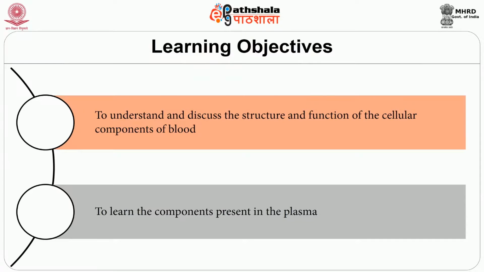This proportion is less in women, while it is greater in children, and it gradually decreases until the adult level is reached. The objectives of this lesson are, number 1, to understand and discuss the structure and functions of the cellular components of blood, and number 2, to learn the components that are present in the plasma.